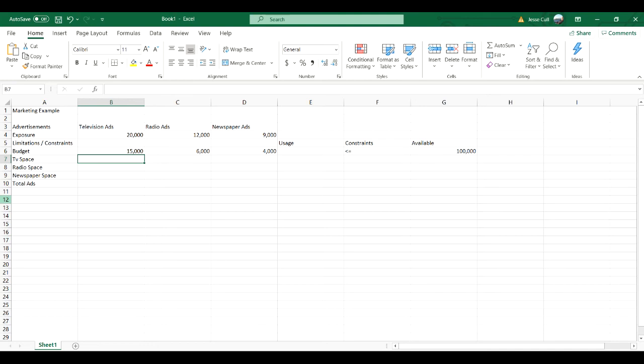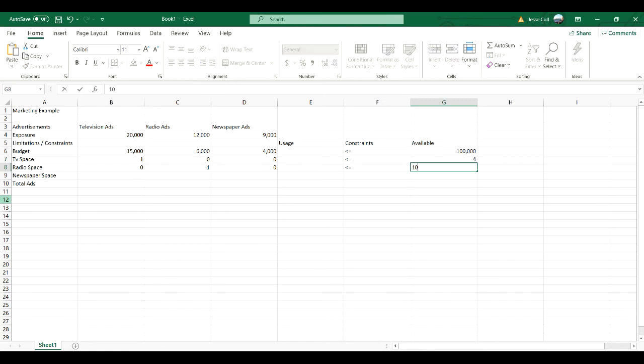TV space, we saw before. TV space is that television ads must be less than or equal to 4. Radio ads, and we can make this 0. Why not? It doesn't really matter. And we saw again, the number of radio space must be less than or equal to 10.